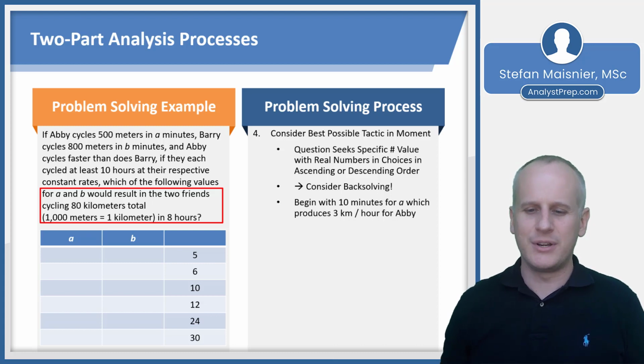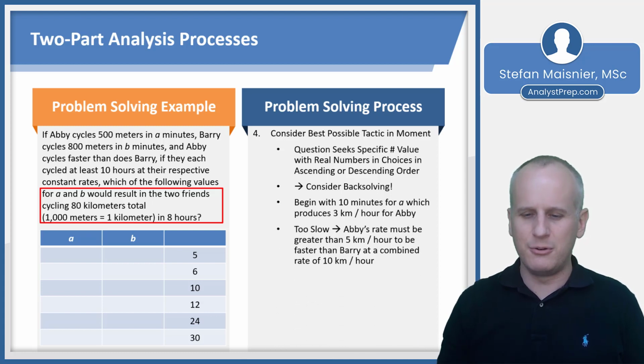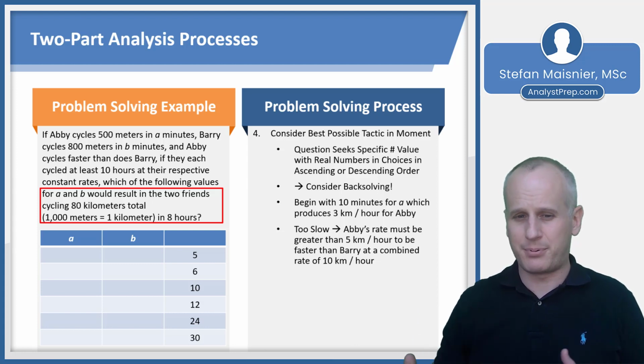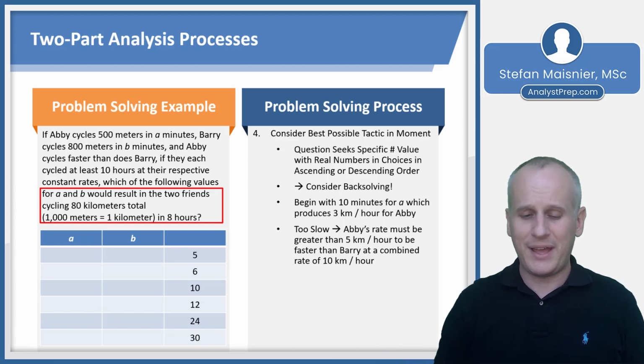So that means that she's going to go 3 kilometers per hour for Abby. But if that's the case, and Abby's supposed to be the faster of the two people, well, it doesn't work because Abby's rate has to be greater than 5 kilometers per hour since she's going to be the faster person per the conditions of the problem in order for them to reach a combined 10 kilometers per hour. So that means that we know she can't go 10 kilometers per hour.